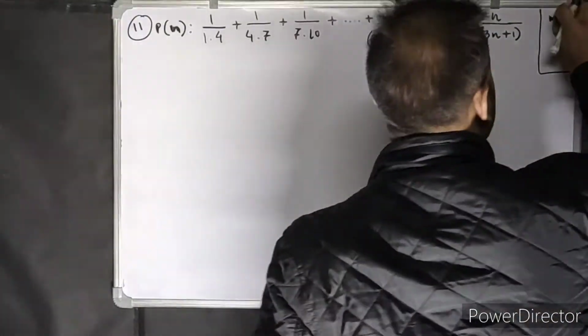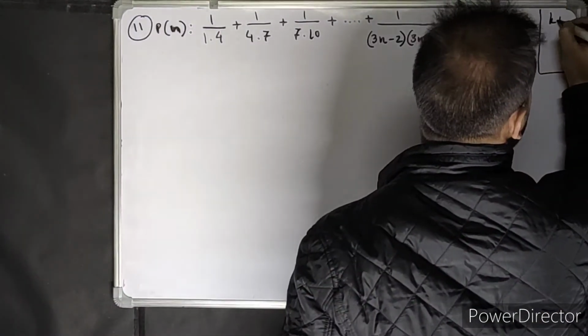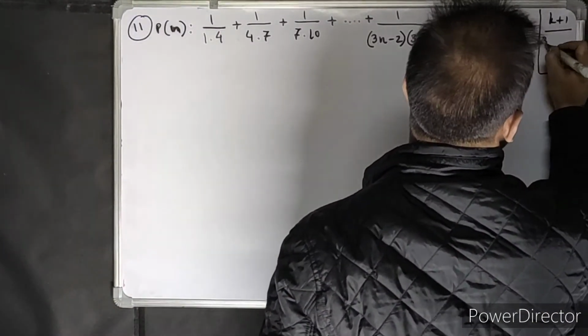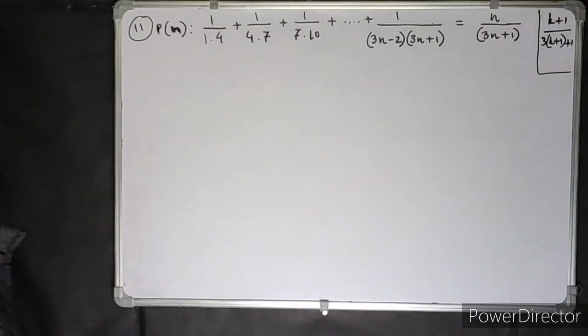So I will put k. The previous one I did with m. So you will put k plus 1 on top, and over here you will put 3, k plus 1, plus 1. If you want to multiply that out and find out what your answer will be, please do it.